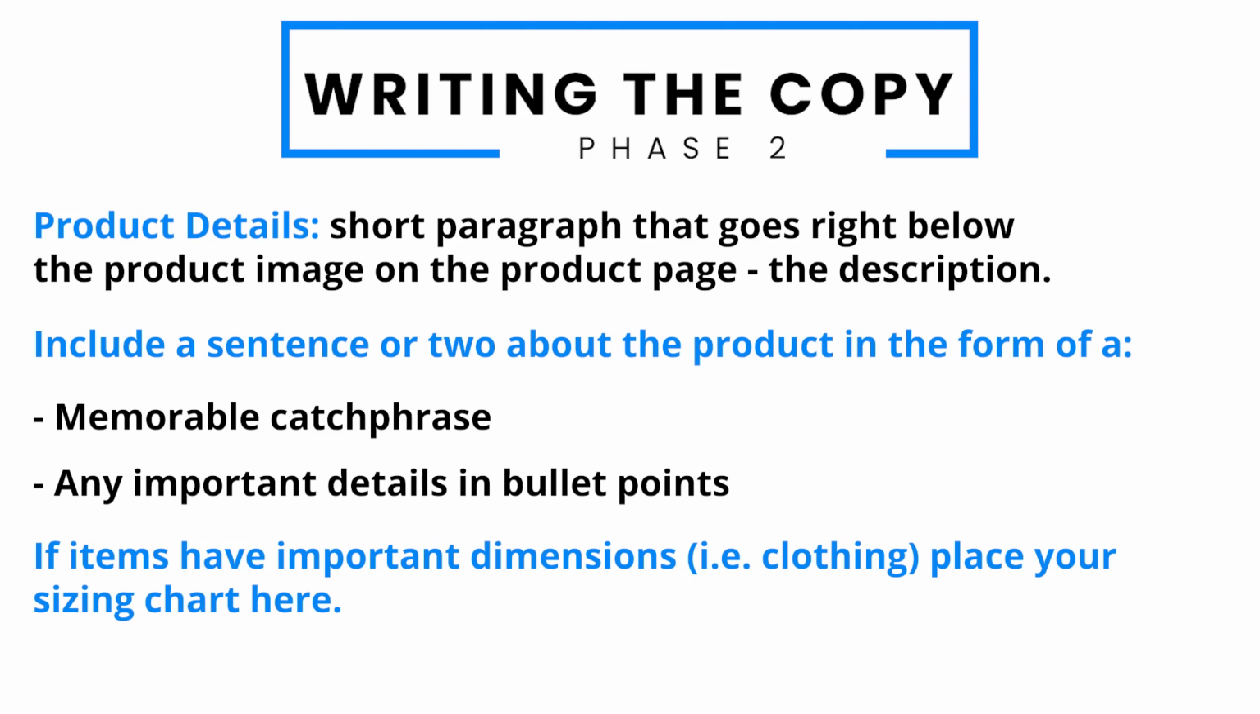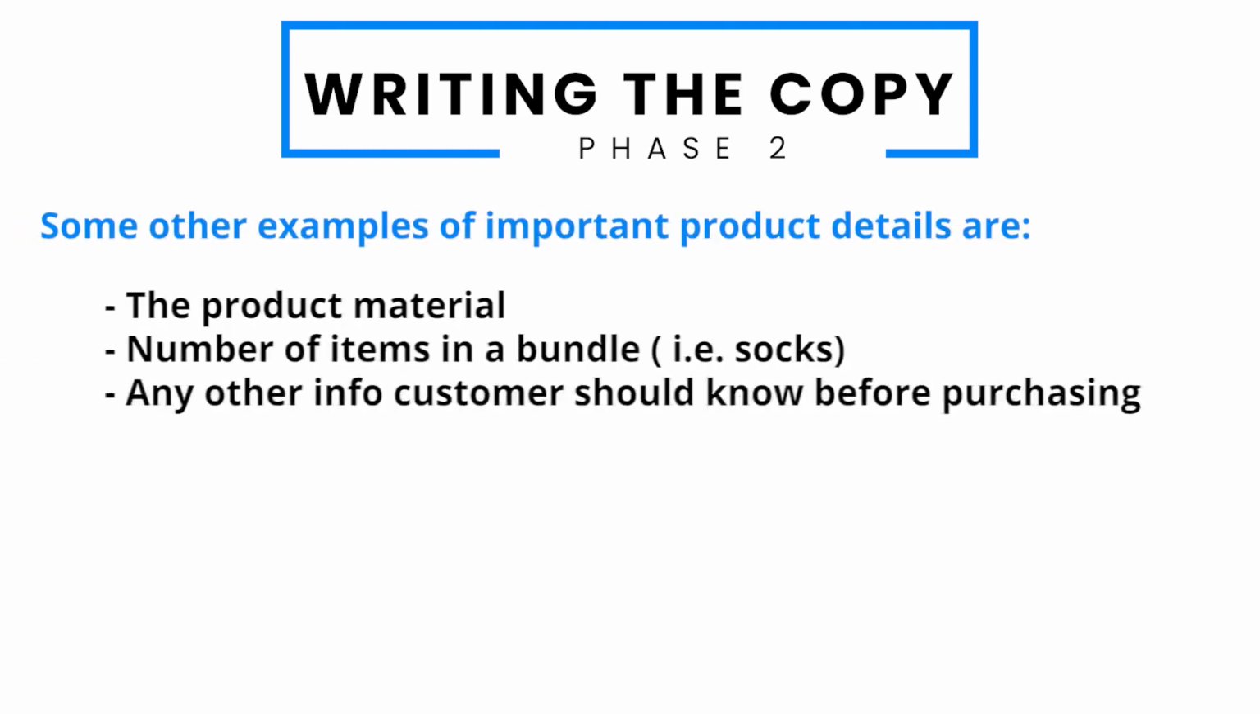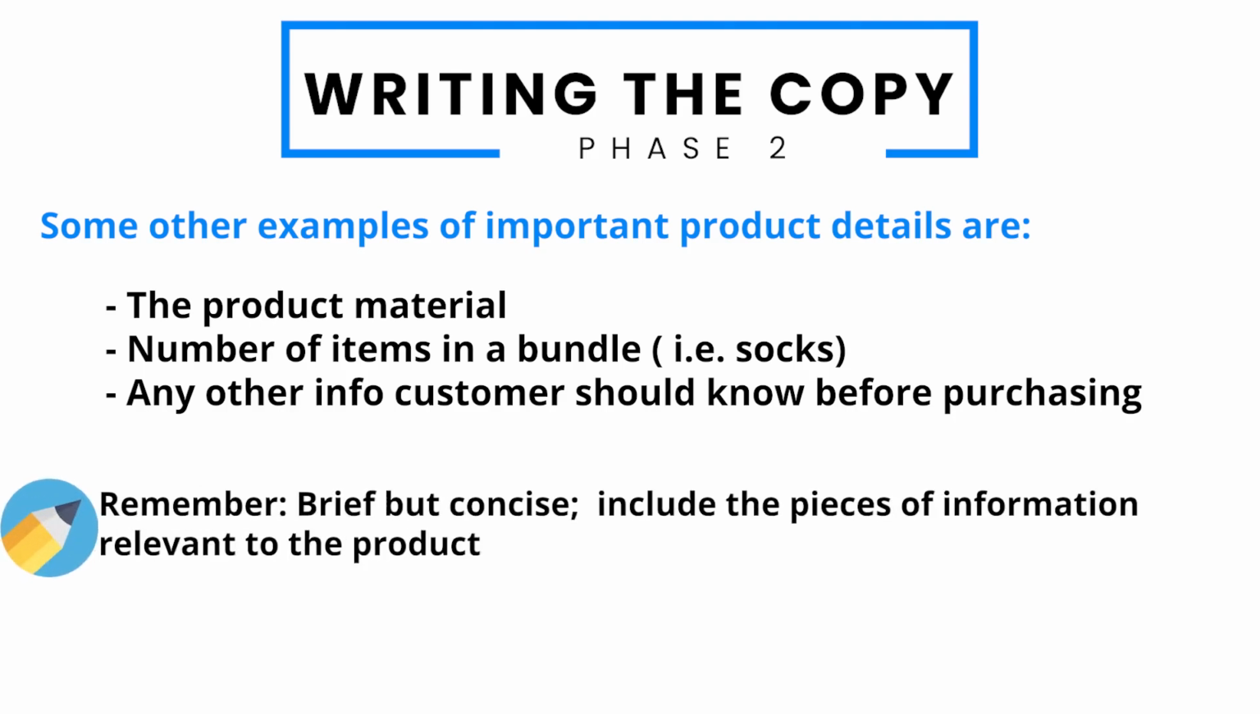Some other examples of important product details are the product material, number of items in a bundle, if you're selling something like socks, and any other important information the customer should know before purchasing. Remember, try to keep this brief but concise. Just use your best judgment and include the pieces of information that are relevant to the product.